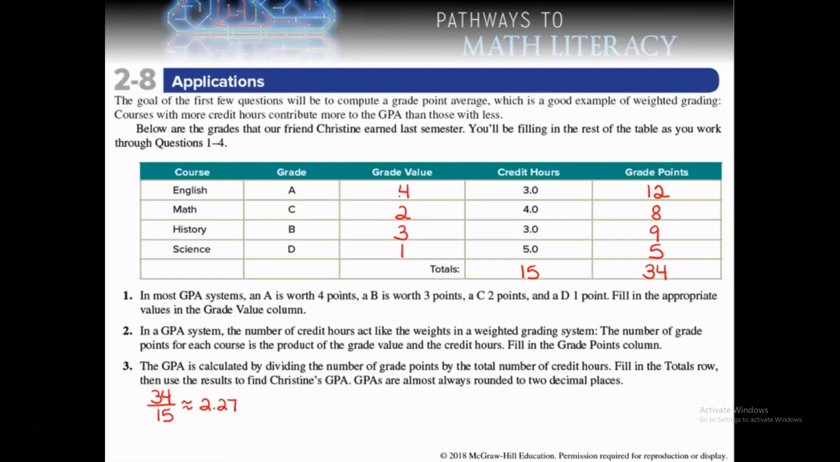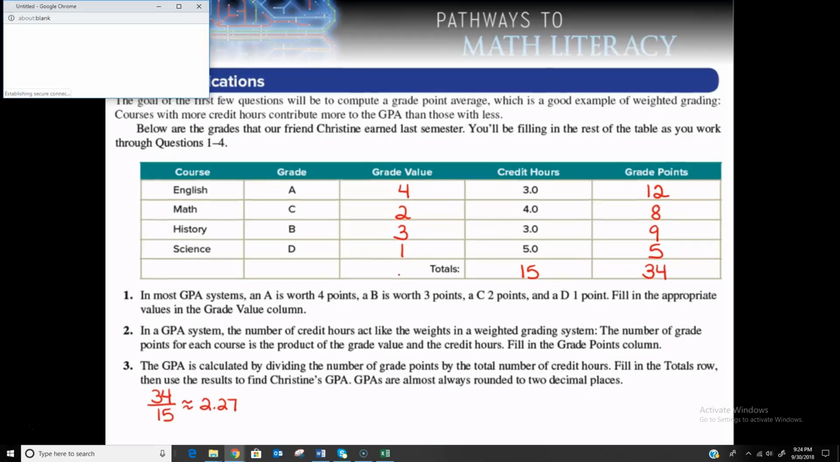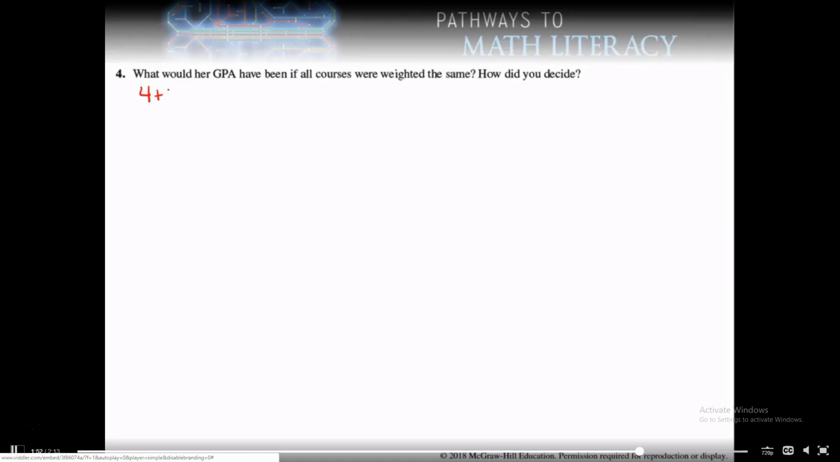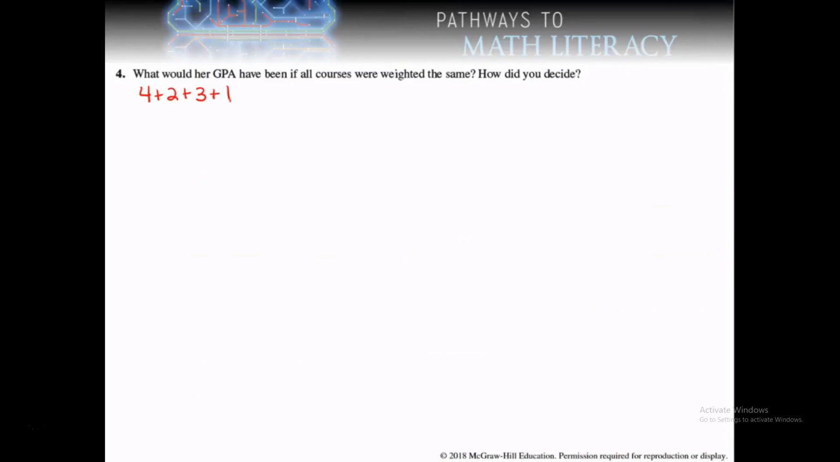In 4, it asks, what would the GPA have been if all the courses were weighted the same? Well, looking back, that would mean that you wouldn't need to multiply each one by the credit hours because they would all be worth the same. You could just take all of the grade values and average them. So let's do that. We've got a 4, a 2, a 3, and a 1. So 4 plus 2 plus 3 plus 1, and then we'll divide the whole thing by 4 because there are 4 of them. We're just averaging it, and that would be 10 divided by 4, which would give her a 2.5. So the weighting of the classes with the credit hours does make a difference.